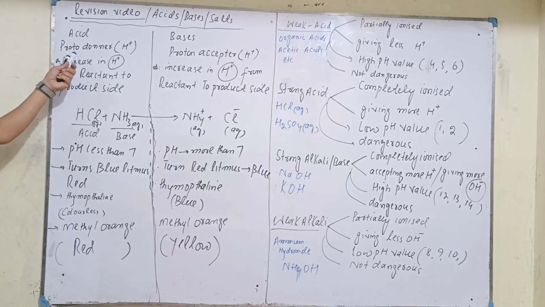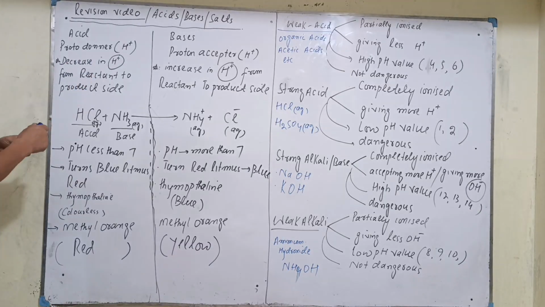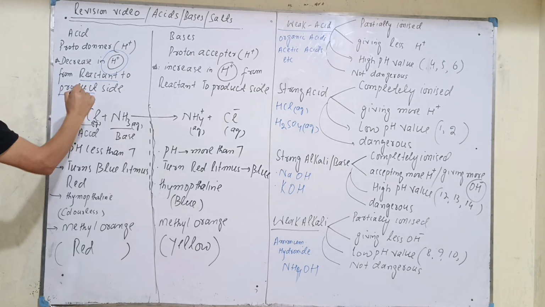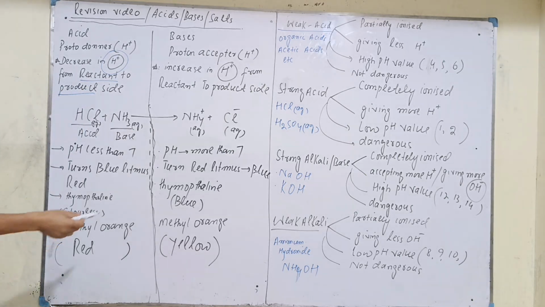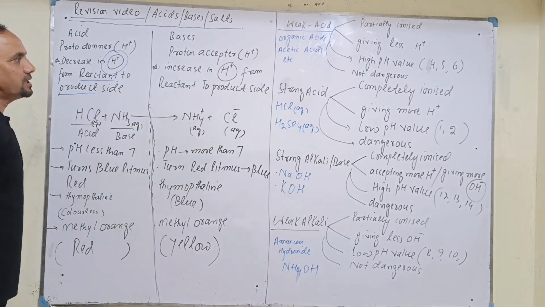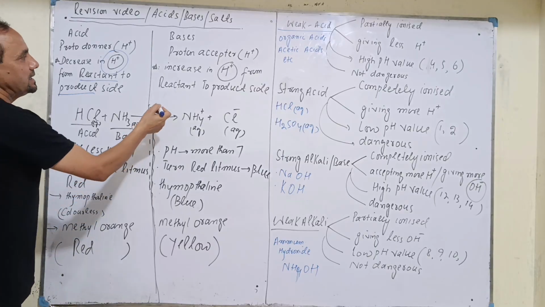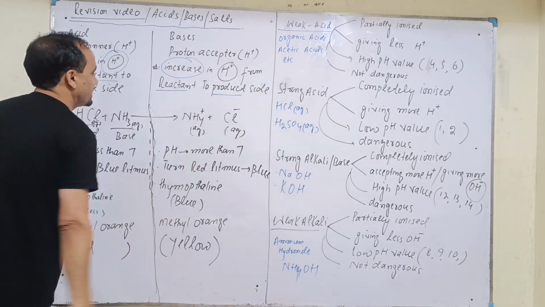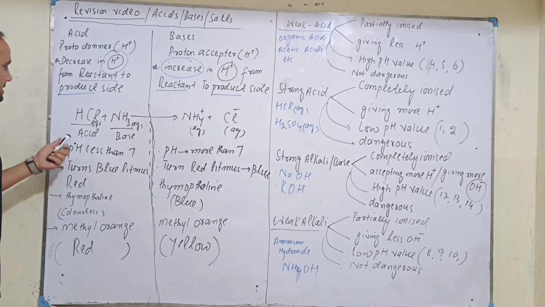So when the acid is a proton donor, the hydrogen ion will decrease from reactant to product side. As the bases are proton acceptors, the hydrogen ion will increase from reactant to product side. Now look at this equation.